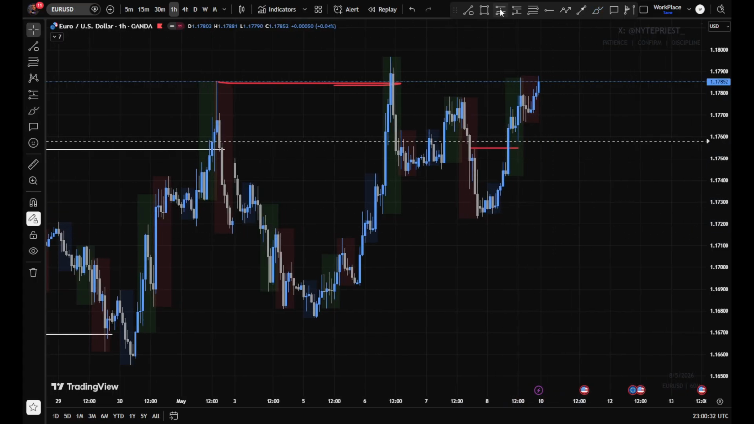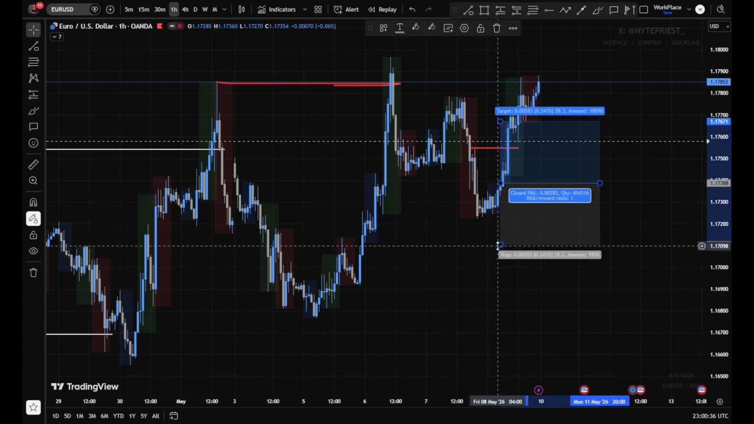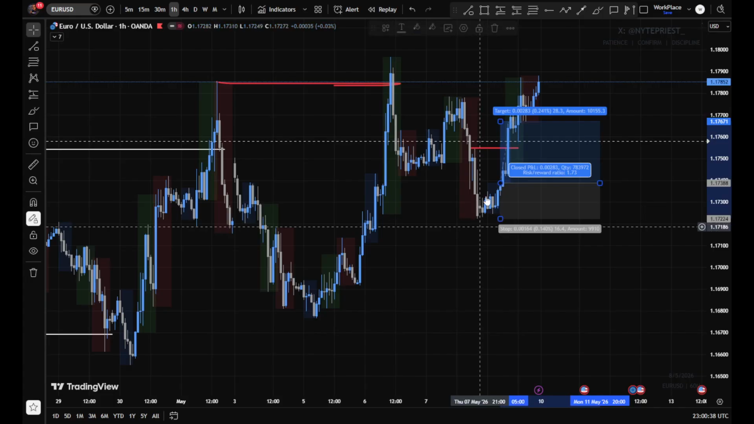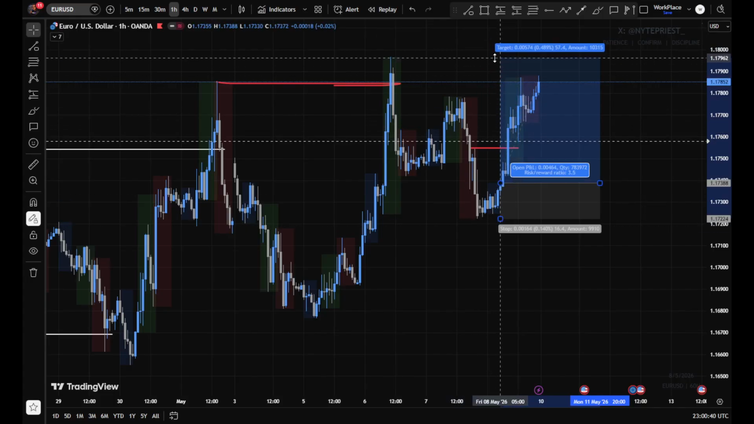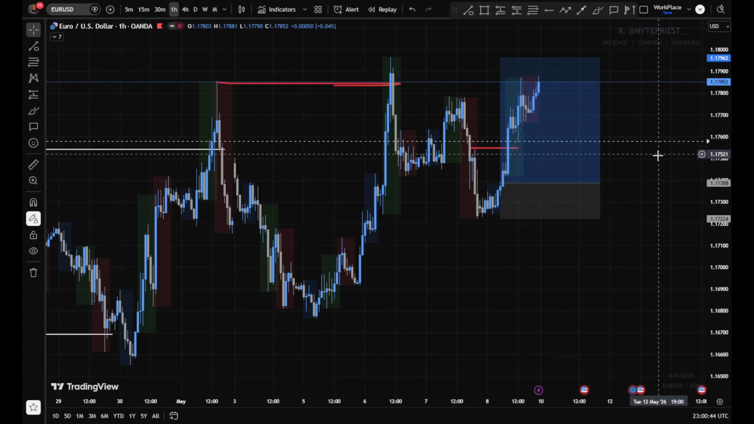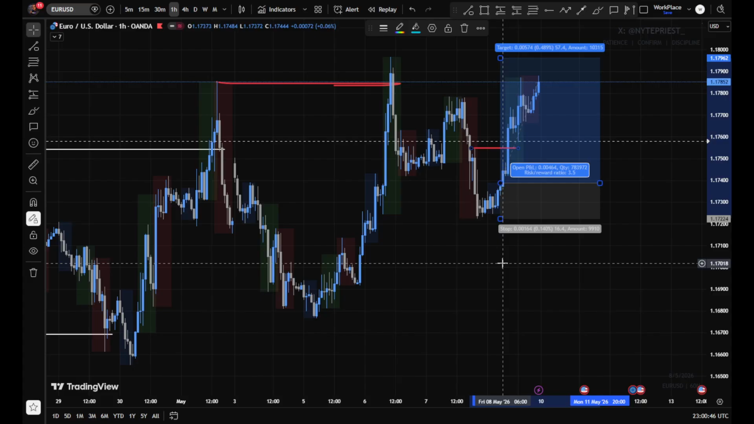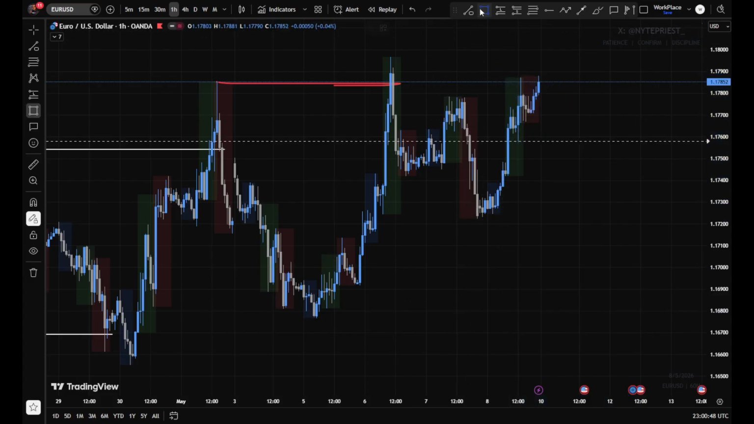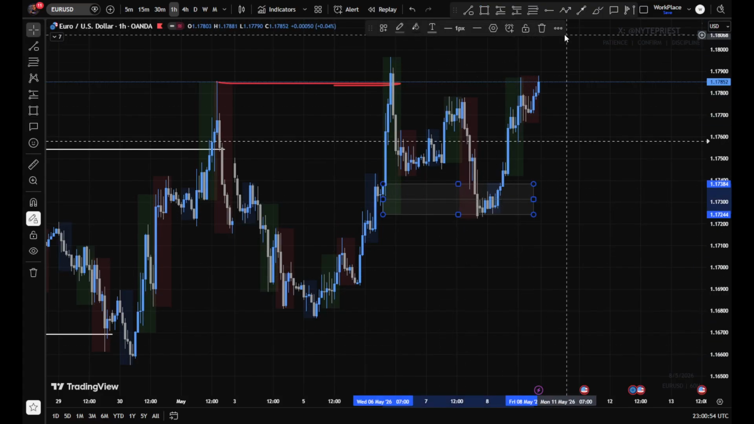So my trade entry was this. But as you can see, price didn't come back to mitigate my entry and then moved without me. So I missed this entry after mitigating this zone and then sweeping it. Okay.